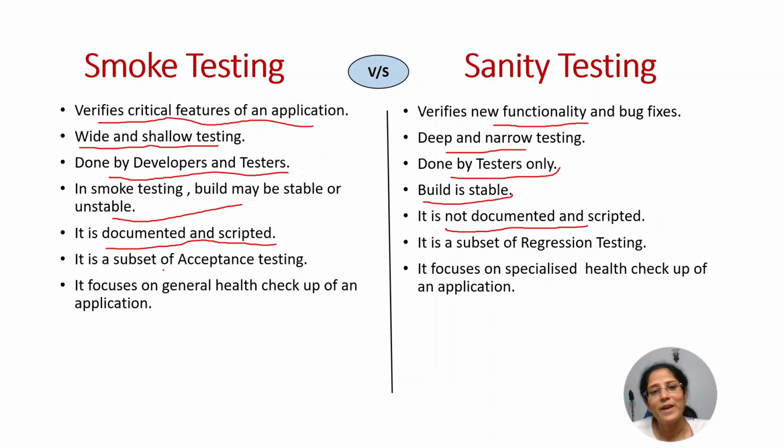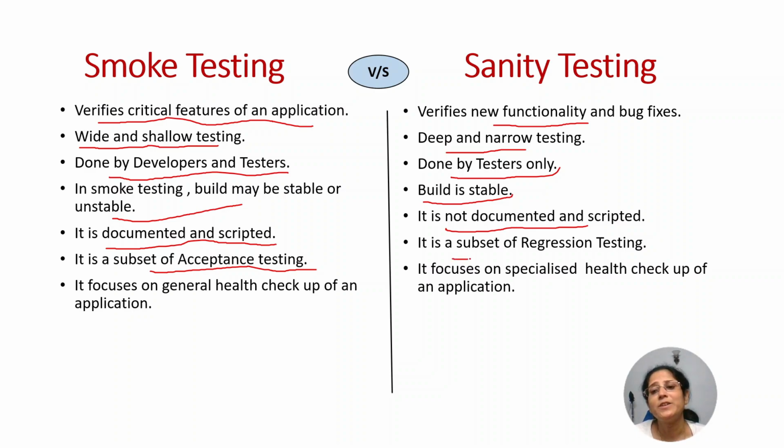Then coming to another difference between smoke testing and sanity testing: smoke testing is a subset of acceptance testing. Friends, understand this. What do you mean by this? As I already told before, in smoke testing we test the critical features of an application to ensure whether my build is stable or not, whether we can accept the build or reject the build. So in smoke testing, we are checking the acceptance of the build. That is why it is called a subset of acceptance testing.